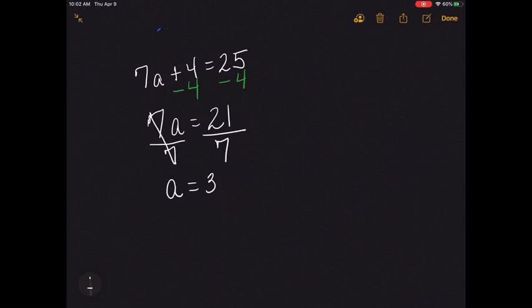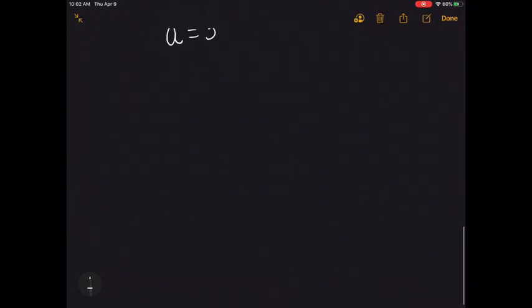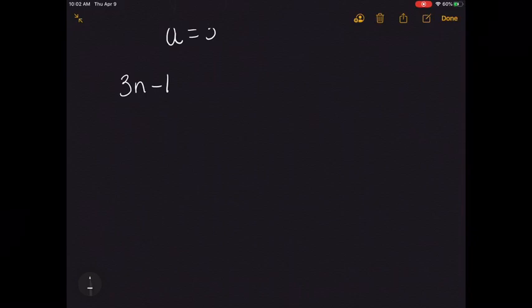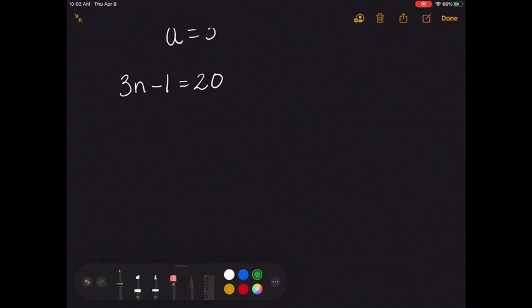All right, I'm going to do just the first 2 examples, the first 2 practice problems, and give you guys lots of practice problems to work through. So 3 times n minus 1 equals 20. We've said this already. We want to get the variable by itself. So we want to get rid of that minus 1 first, and we'll do the opposite by adding 1 to both sides.